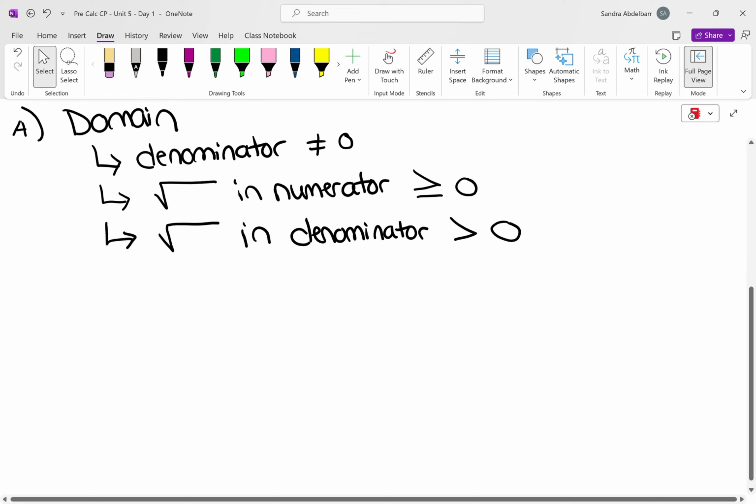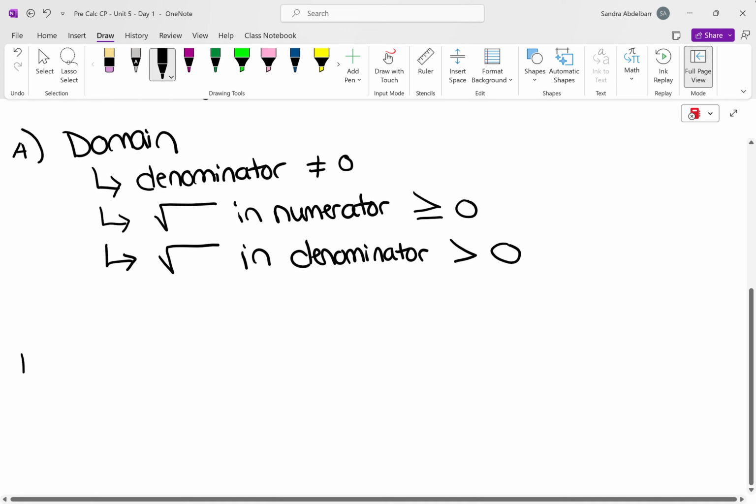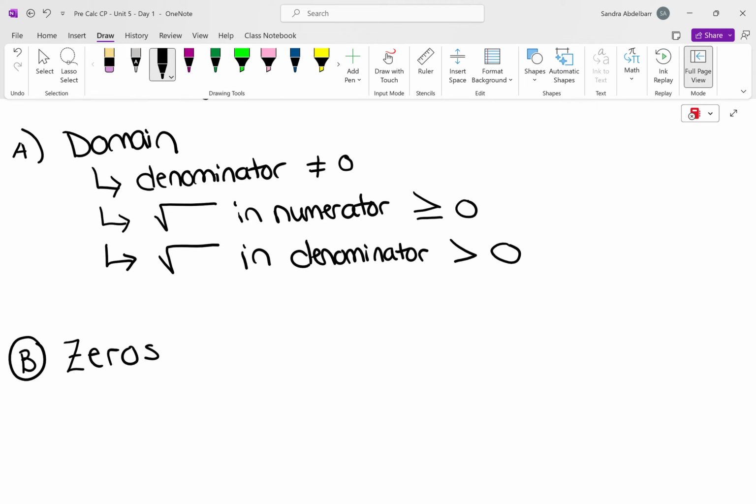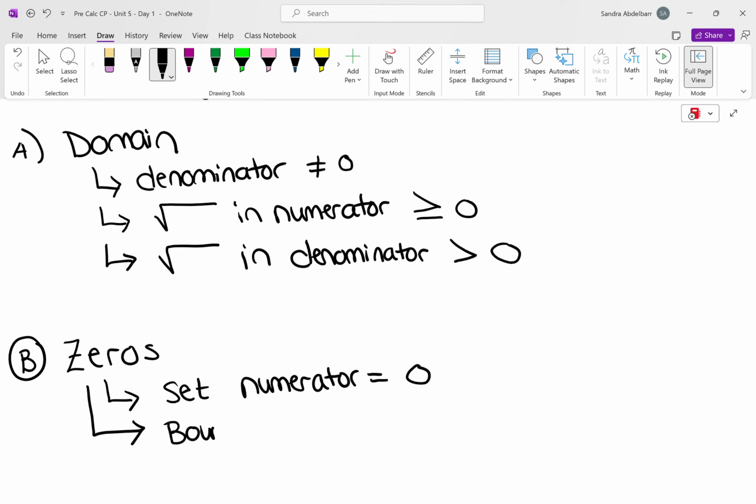Okay, the next thing we look at when we're sketching or graphing is, does the graph have any zeros? And the zeros of the graph happen when our graph crosses the x-axis. That's what a 0 is. So how do we know when there's a 0? We set the numerator equal to 0. And then the other thing we want to analyze for the zeros is, is it going to be a bounce or a cross?